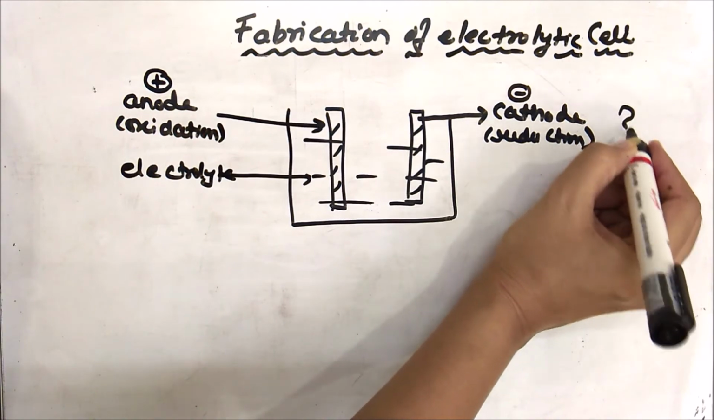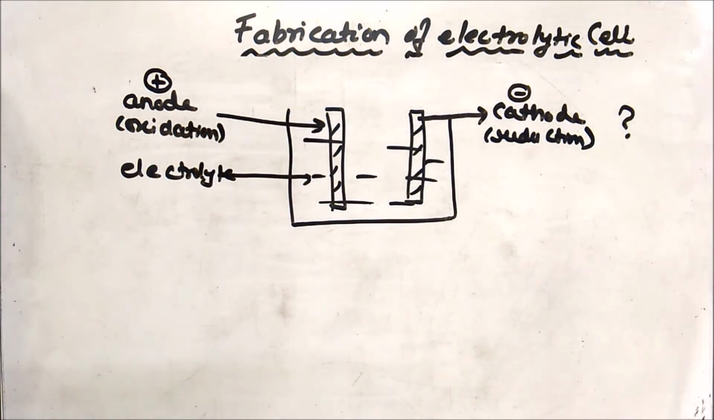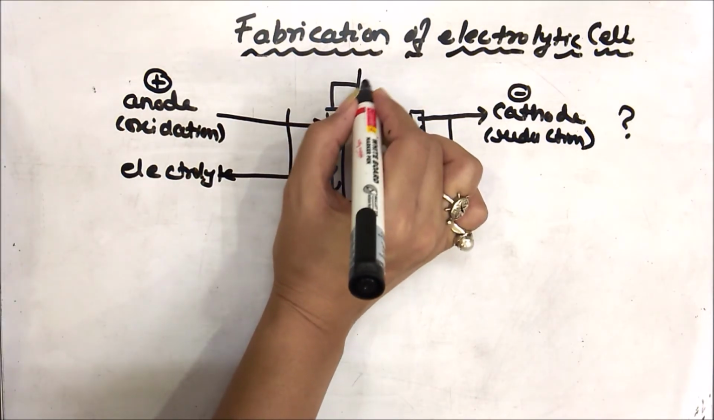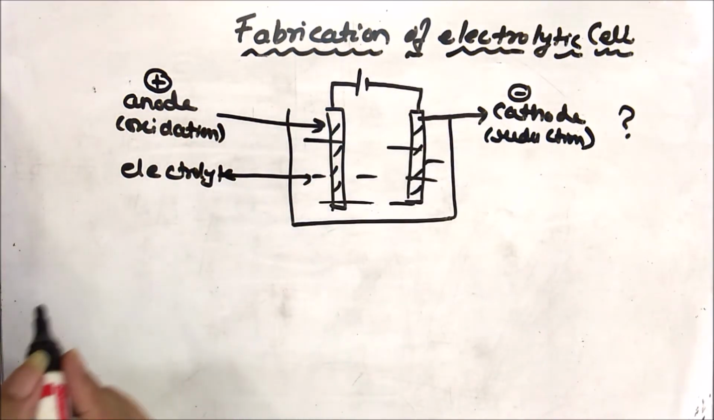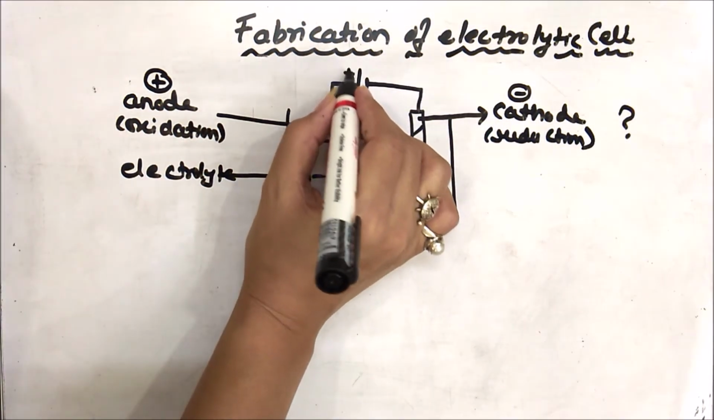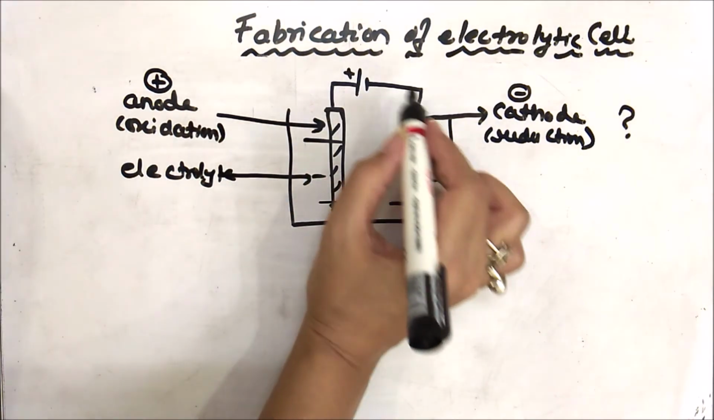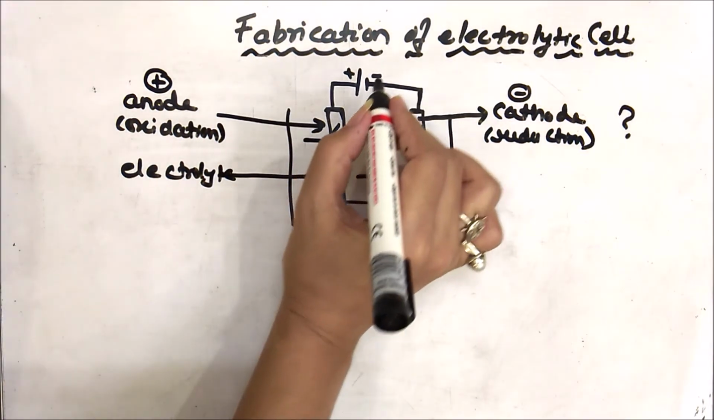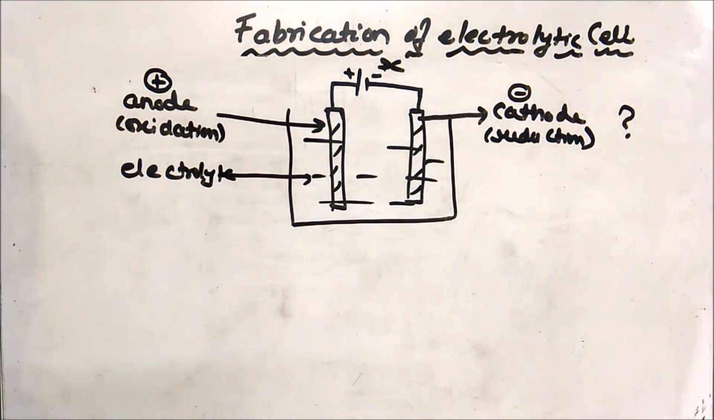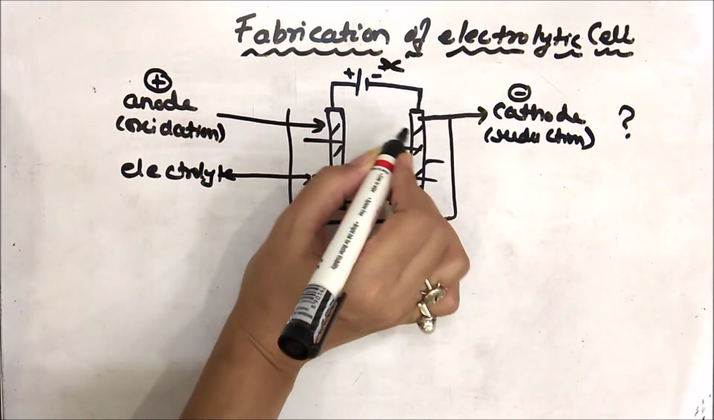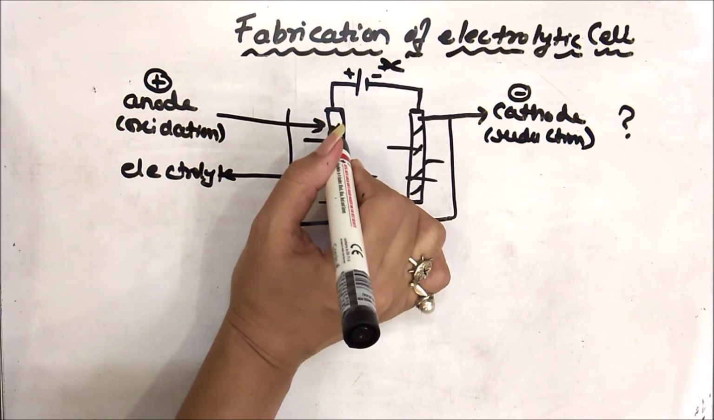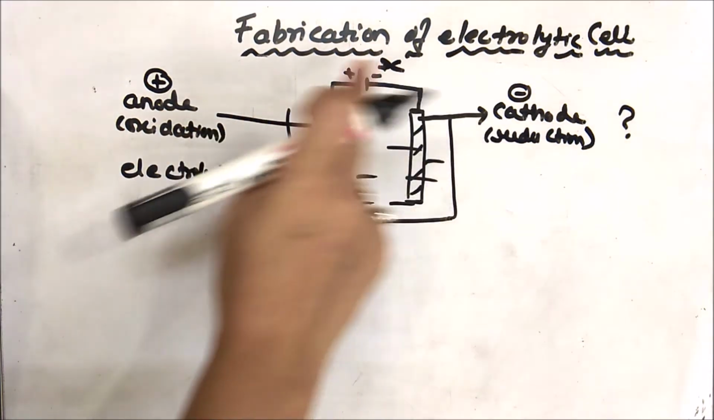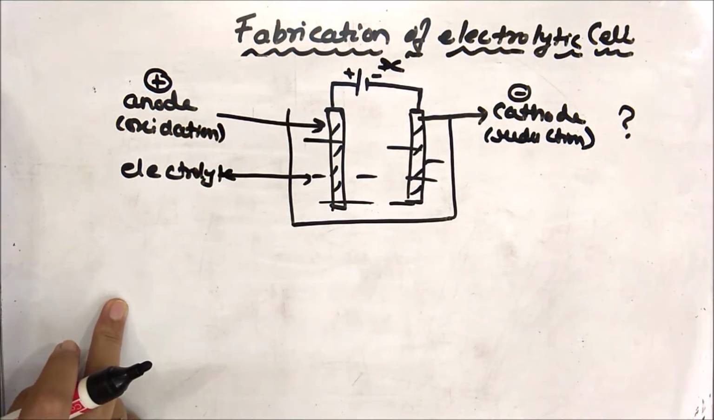Now why is it so? Why is the anode positive and the cathode negative? This is because these electrodes are connected with an external source, which is a battery. The positive terminal of the battery makes the anode positive, and the negative terminal of the battery makes the cathode negatively charged. So because of this external source, the battery, the anode becomes positively charged and the cathode becomes negatively charged, right? So the charge is because of the battery which is connected to these electrodes.